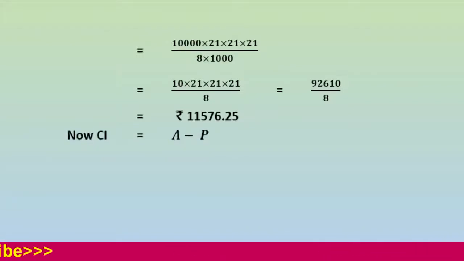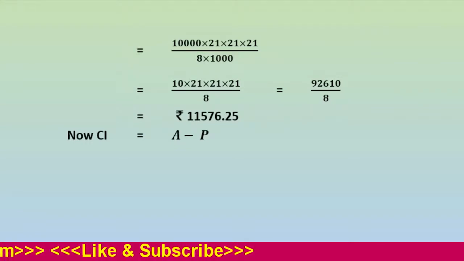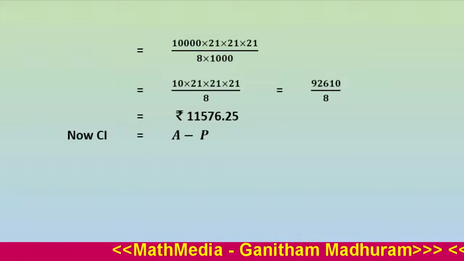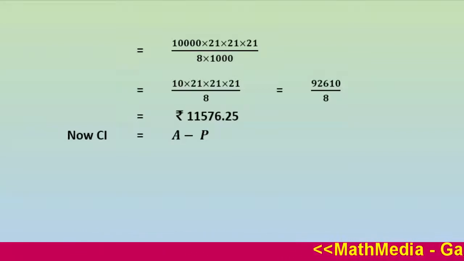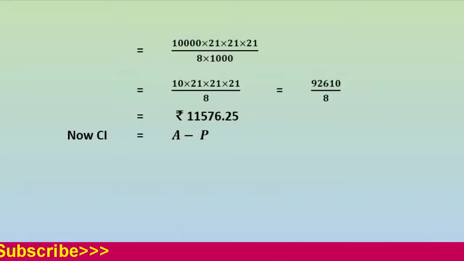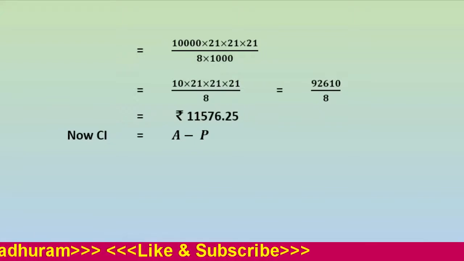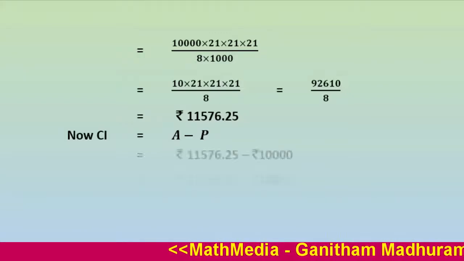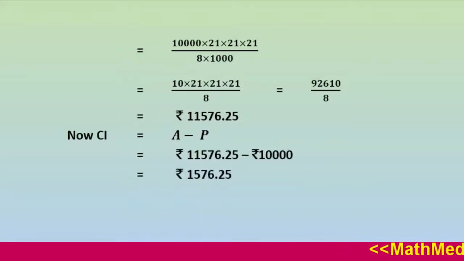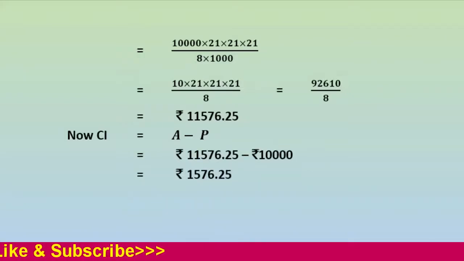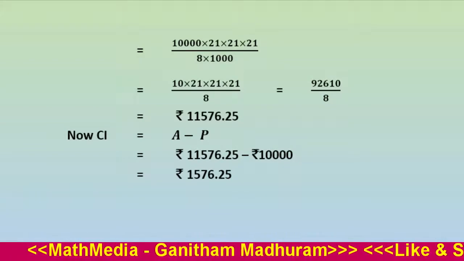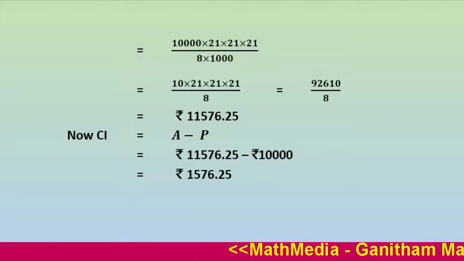Now we can calculate the compound interest. That is A minus P. 11,576.25 is the compound amount calculated half yearly for 1.5 years. So the compound interest for 1.5 years is 11,576.25 minus 10,000, which gives rupees 1,576.25.